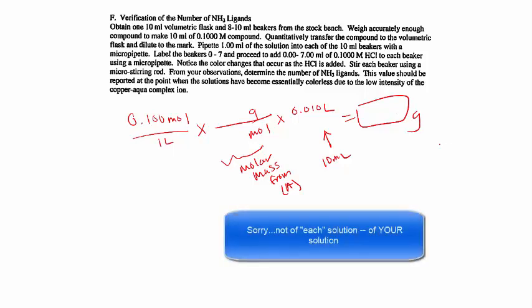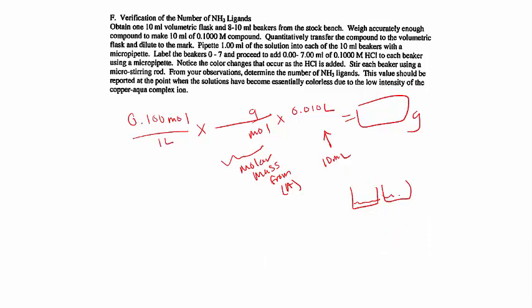then put 1 milliliter of each solution in the 10 milliliter beakers. Okay, so 1 milliliter in all of your little beakers. By the way, depending on how your pipette is labeled, it might be in microliters, which is 1,000 microliters per liter. So just make sure you're adding enough solution. It needs to be either 1,000 microliters or 1 milliliter.